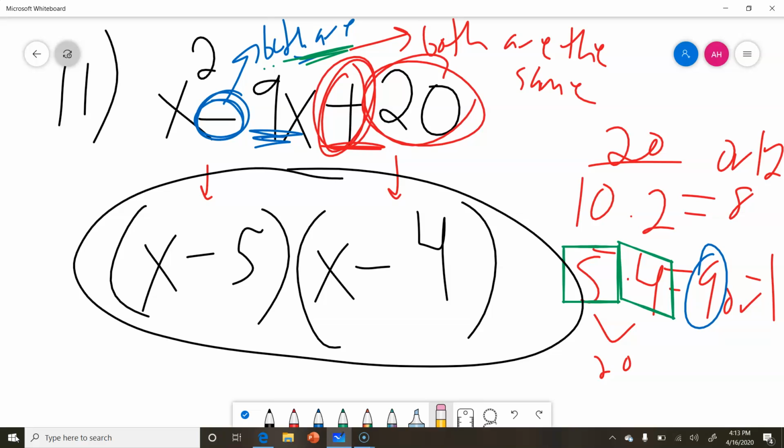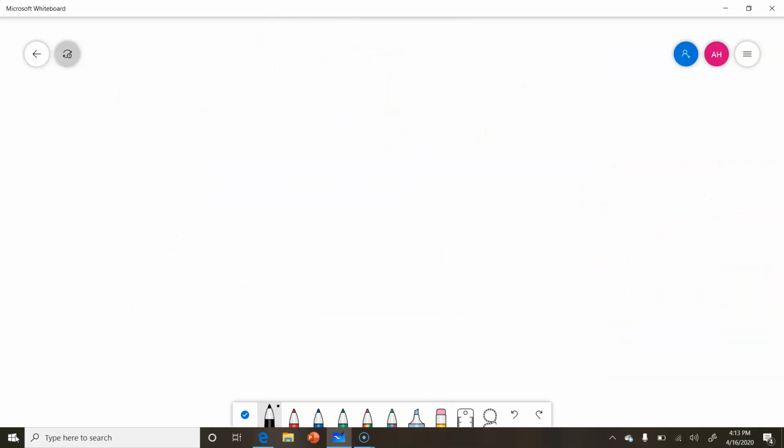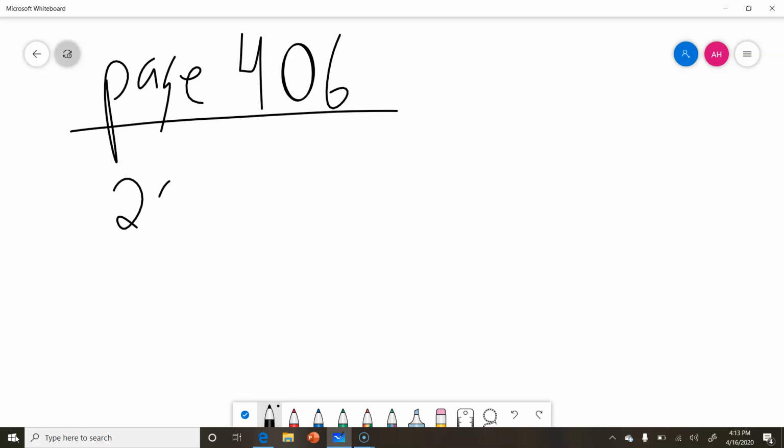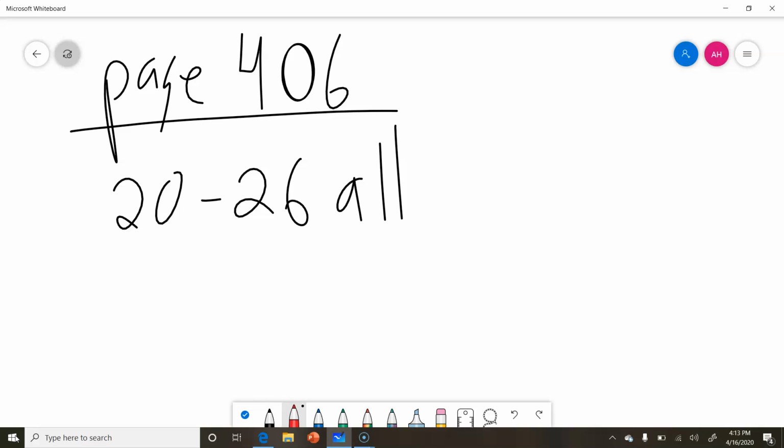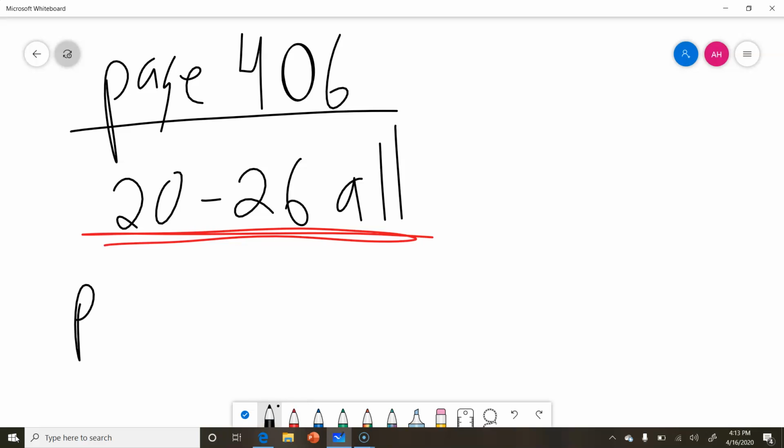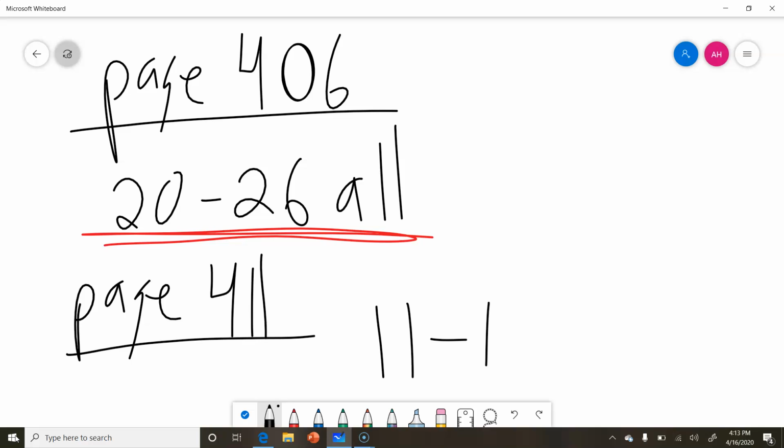So, for homework, this is what we're going to be doing for Monday. On page 406, we're going to do 20 through 26 all. Actually, I think it may be page 407, because it's on the back half of the homework. Nope, it's 406, just kidding. Then, so that's the first step. Then we will be doing page 411, and we will be doing the one that I just started on here, 11 through 19. Key part, odd. 11 through 19, odd.